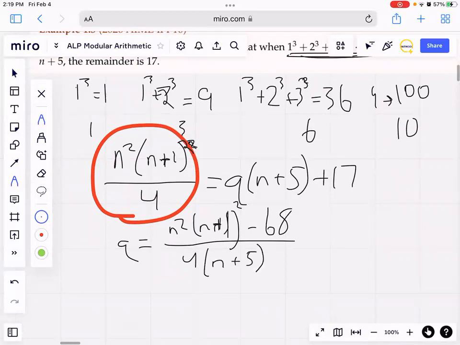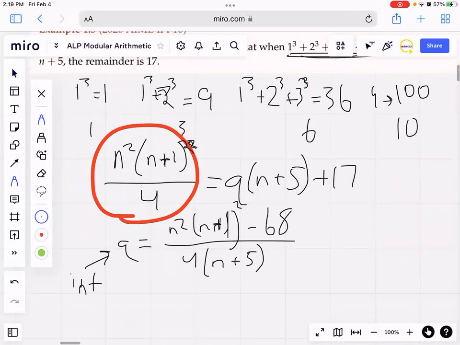And notice that q has to be an integer. This is important because that means 4 times n plus 5 has to be a divisor of n squared times n plus 1 squared minus 68.